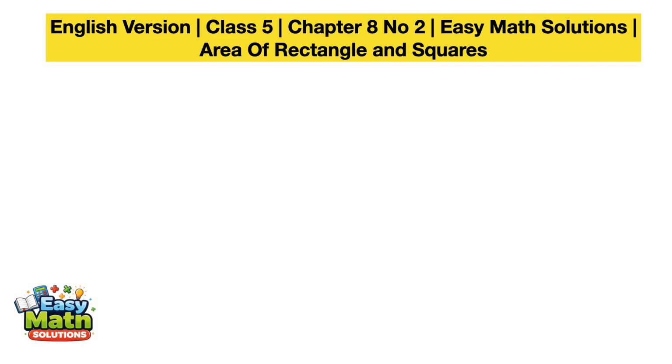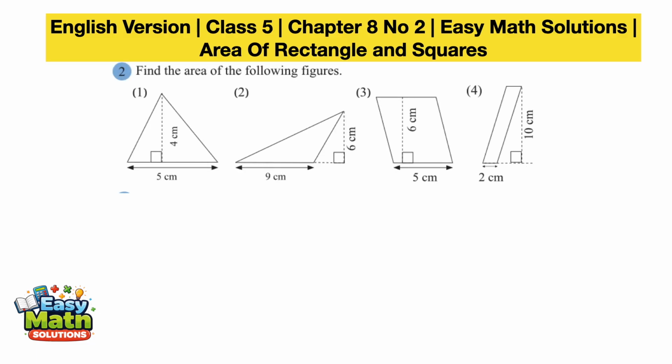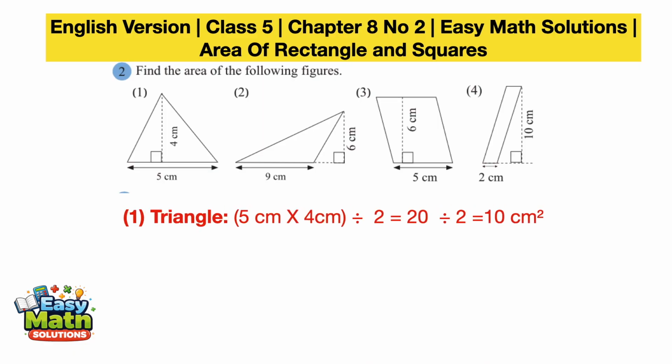English version, mathematics class 5, chapter 8, area of rectangle and square. Number 2, find the area of the following figure. The triangle: 5 into 4 divided by 2 equal to 10 centimeter square.